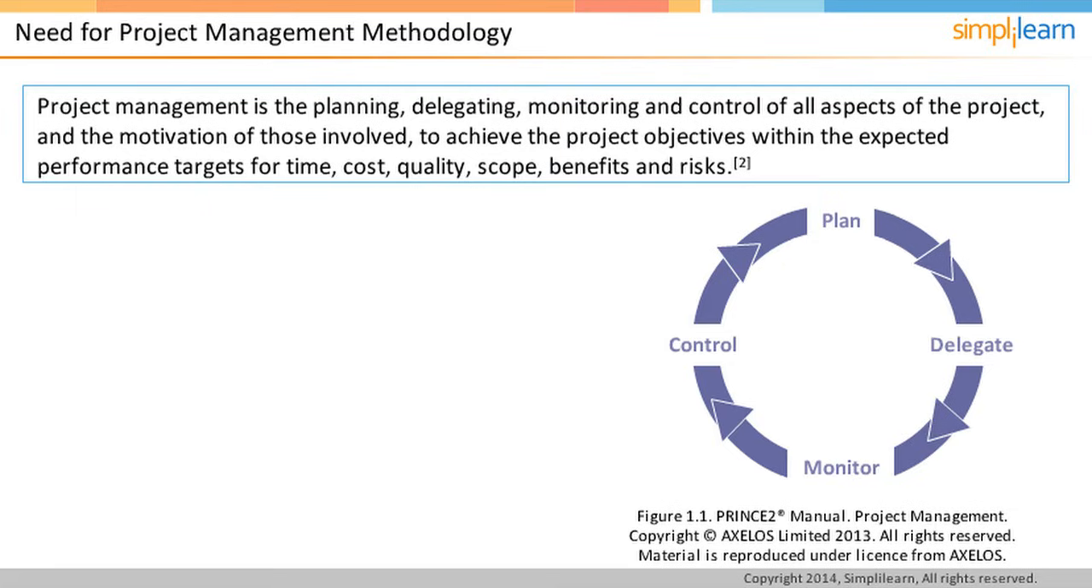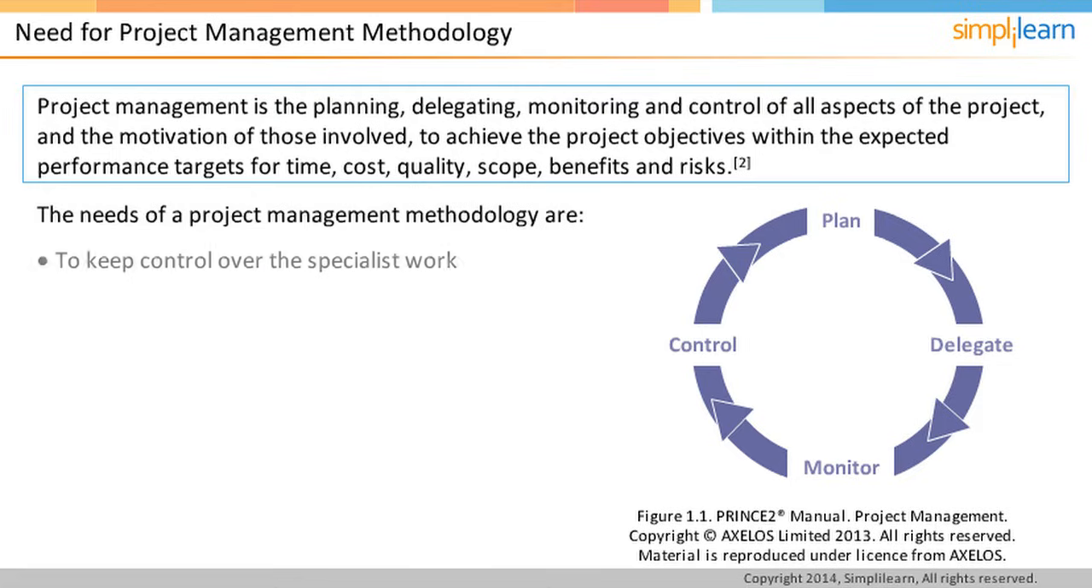There are various reasons for failures, such as lack of support from senior management, unclear scope, and incorrect estimates. There is a need for following a systematic way of project management. If the projects are managed in a systematic way throughout the project lifecycle, the project has a higher possibility of success. The project management methodology helps project managers to keep control over the specialist work, such as building a website or designing a building, and to manage the risks effectively. The next screen will introduce us to PRINCE2.